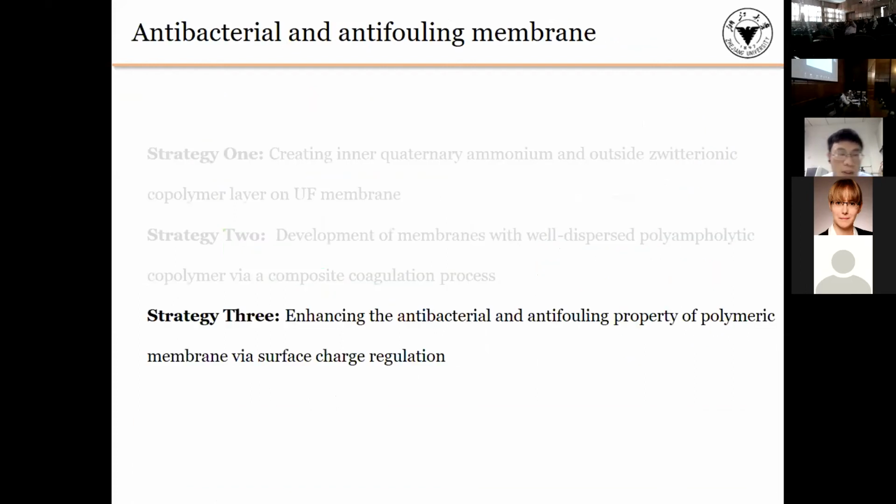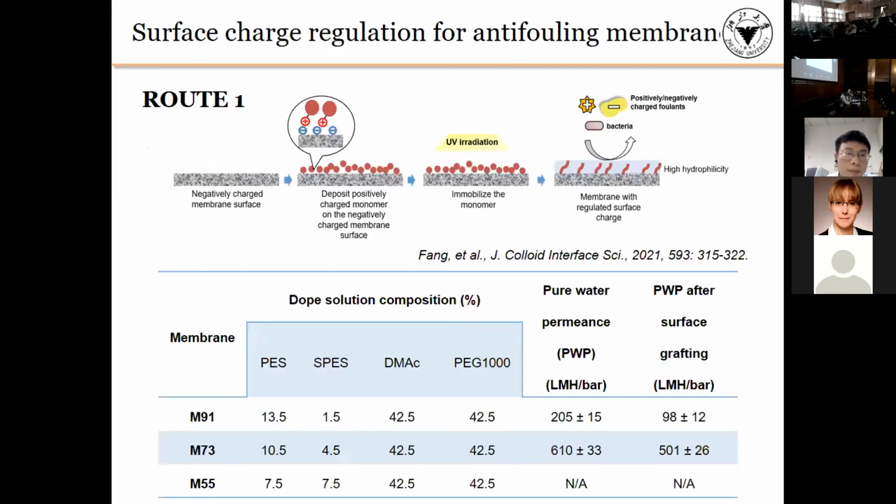Let's move to the next one. I will introduce strategy 3. We're enhancing the antibacterial and antifouling property of the polymeric membrane using surface charge regulation. Here is route 1, and then we have route 2.